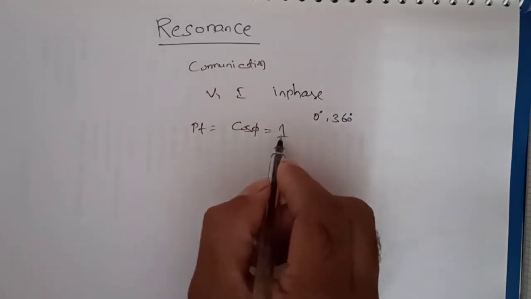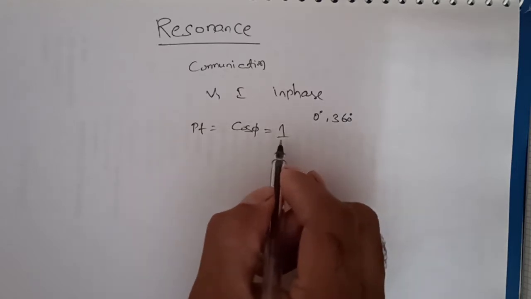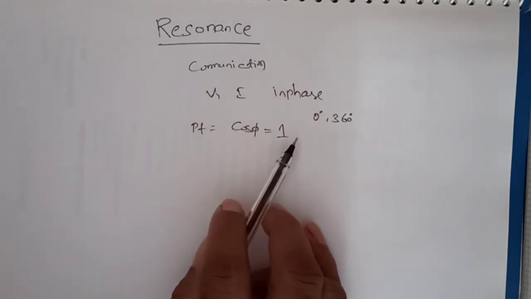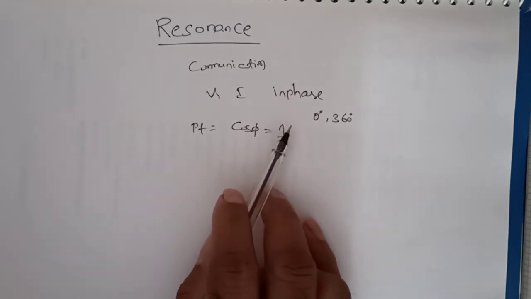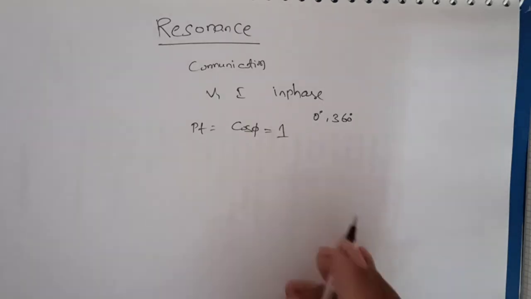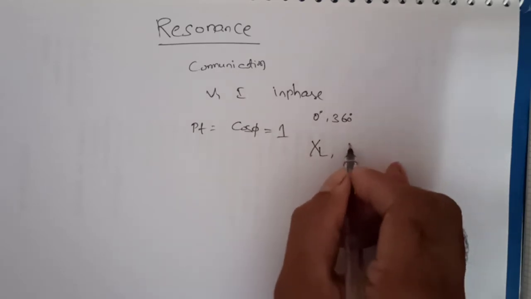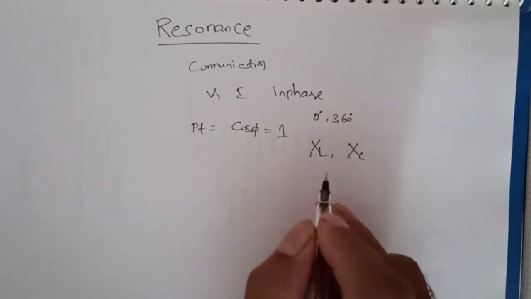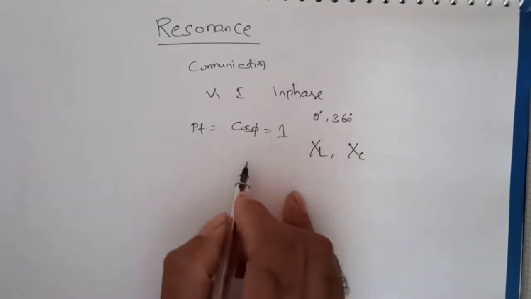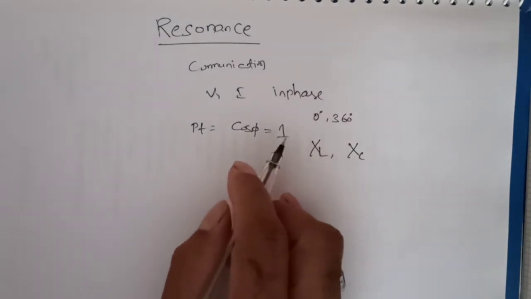So when will we get this? Whenever the phi angle is 0. So this is another way we can define it: the applied voltage and current are in phase. In an AC circuit under the conditions of resonance, the reactance gets cancelled. If you take the inductor reactance XL and capacitor reactance XC, both get cancelled, and then the circuit becomes simply a resistance. That's why current and voltage are in phase.